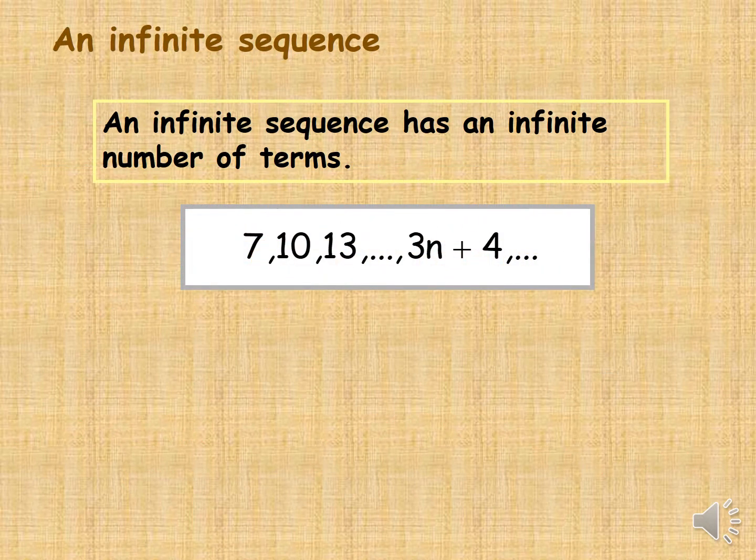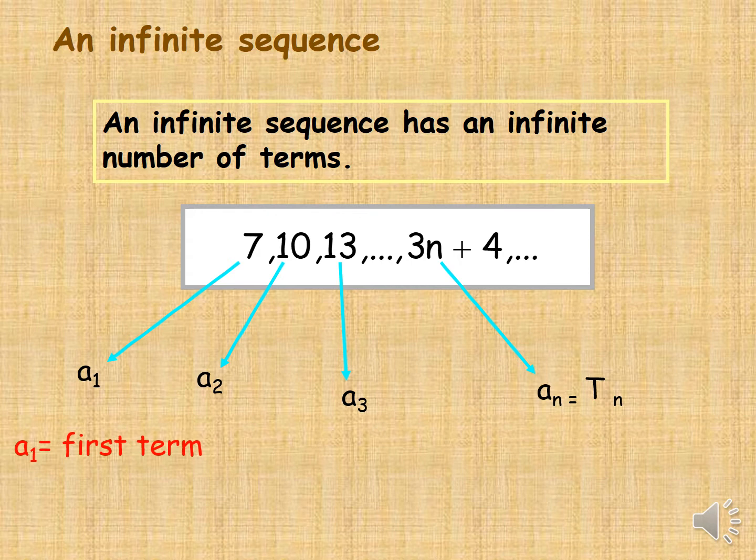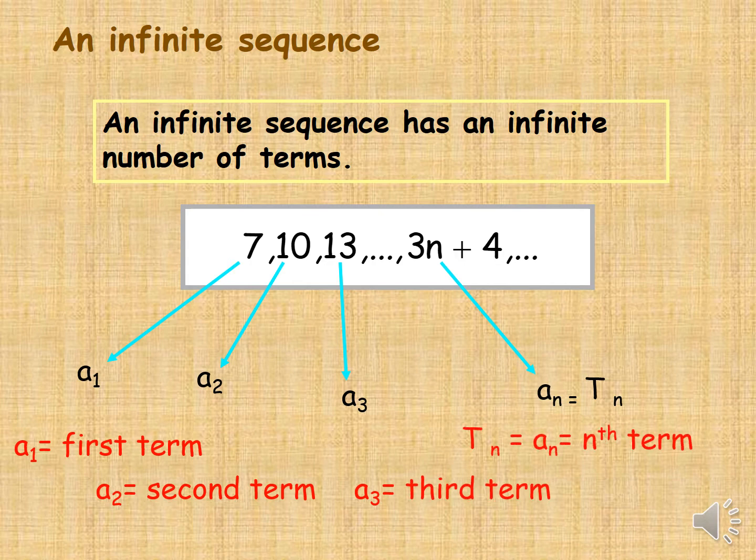An infinite sequence has an infinite number of terms. A1, A2, A3, AN or TN, where A1 is the first term, A2 second term, A3 third term, AN or TN is the nth term.